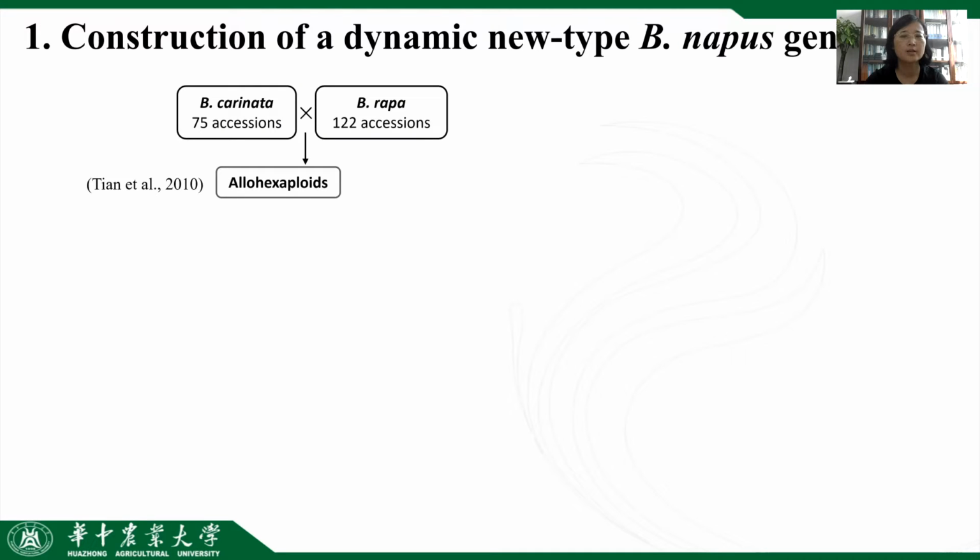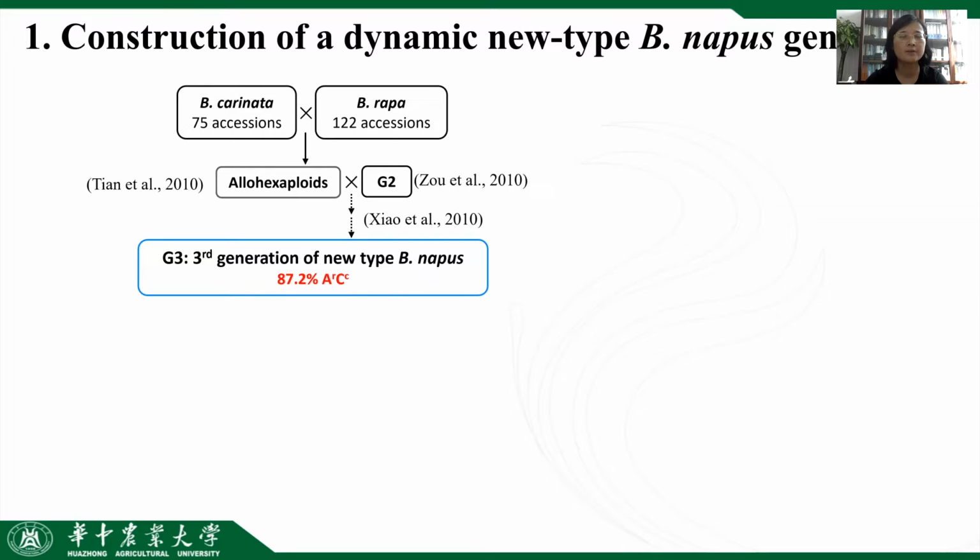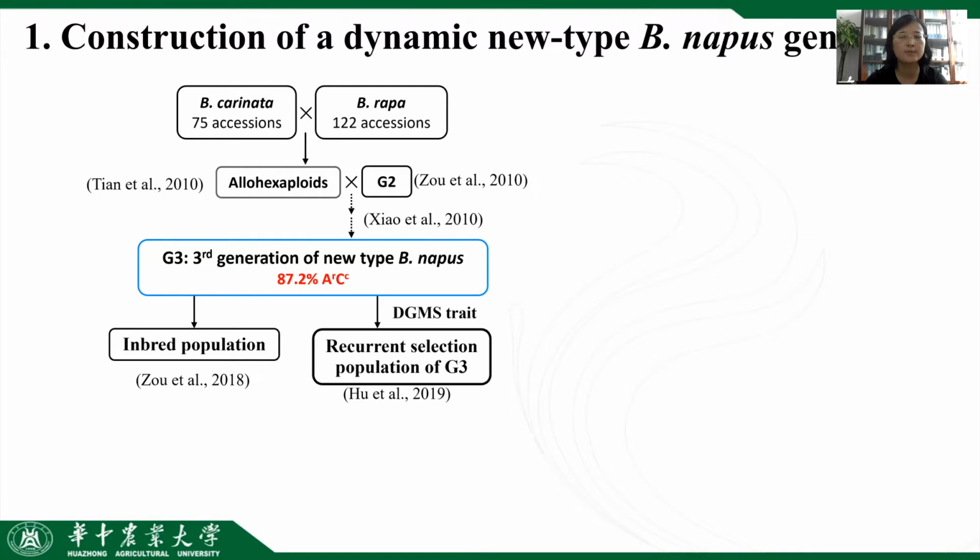Firstly, we developed hexaploids from Rapa and Carinata, and then crossed them with the partially new type napus that already has introgression from Carinata and Rapa. After selection and self-pollination, we got third generation lines with more than 80% of the introgression, and then an inbred population after selection and self-pollination. At the same time, we introduced the dominant genic male sterility and got the recurrent selection population.